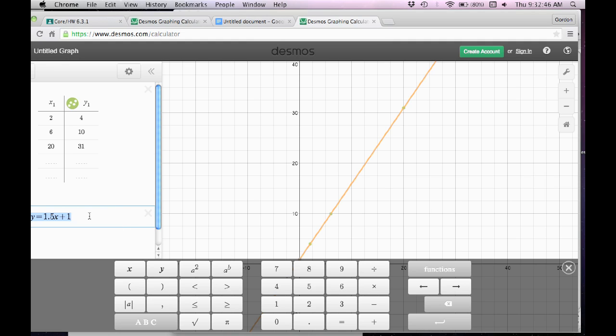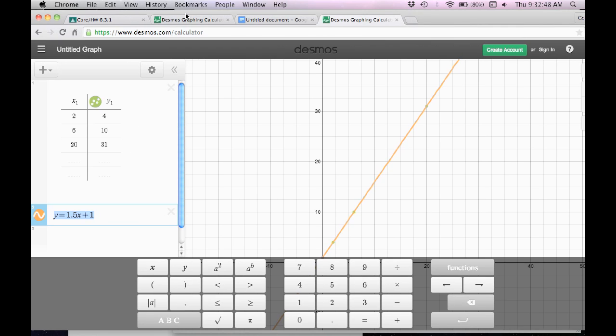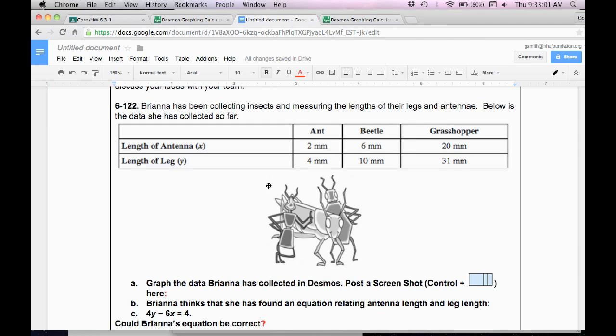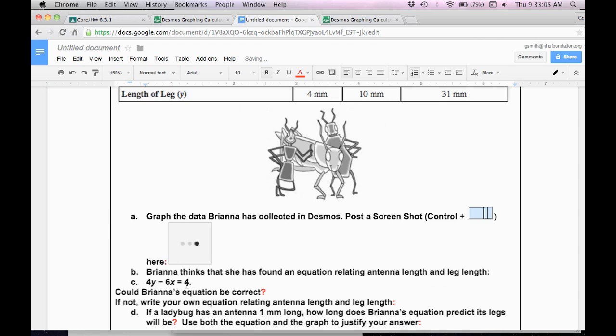All right, but I'm going to deselect this for a second, and I'm going to screenshot my 3 dots here, because that's what it tells us to do. And you've got to do what the assignment says. Okay, good old untitled document. There we go.